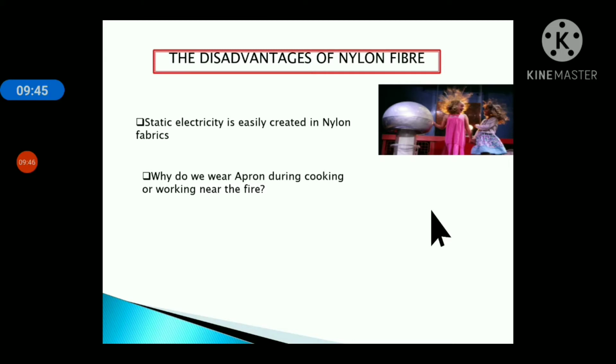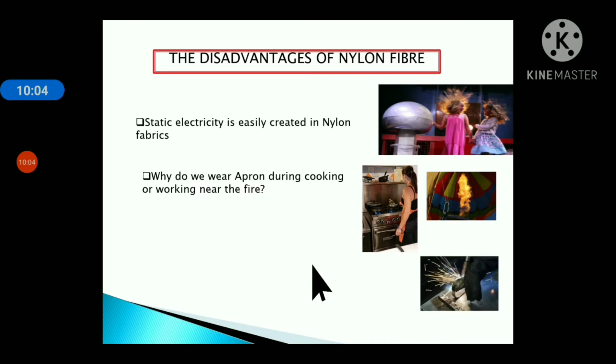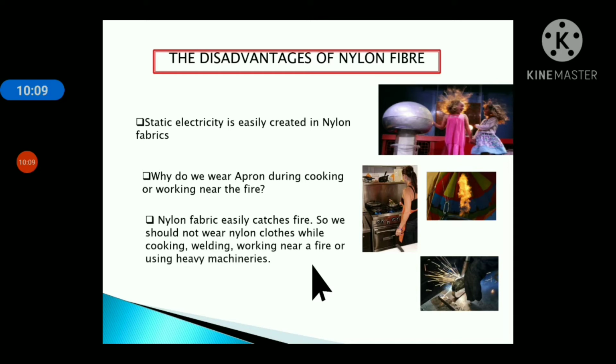Yes, nylon cloths easily catch fire. See here, children, this woman is wearing an apron because she is working in the kitchen. So it may catch the fire. Nylon fabrics easily catch fire. So we should not wear nylon clothes while cooking, welding, working near fire, or using heavy machinery.